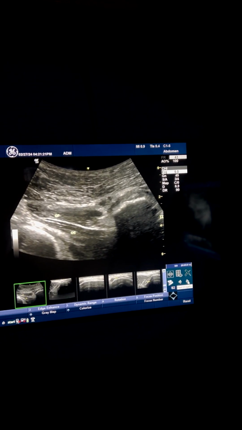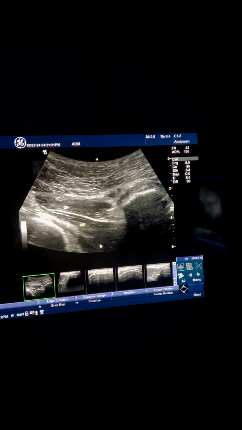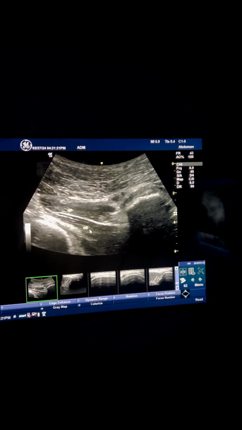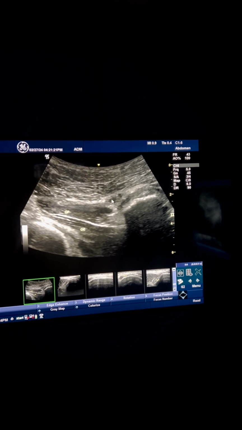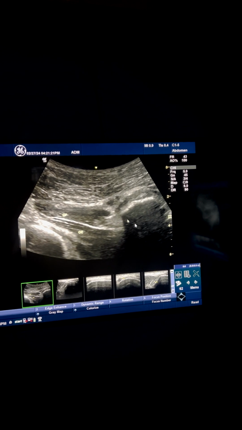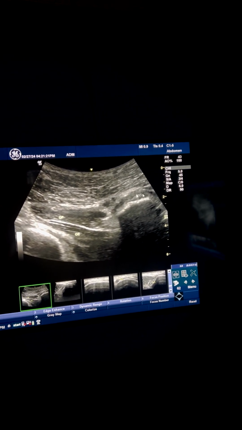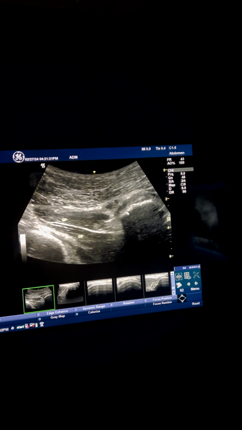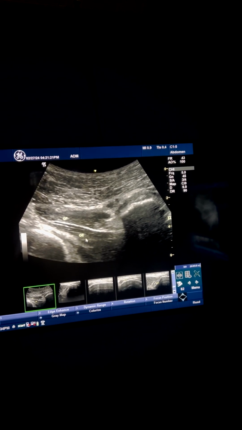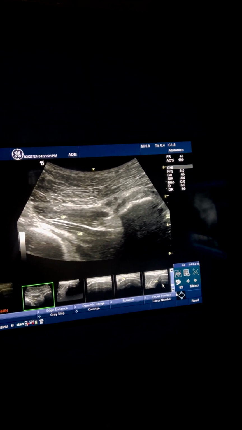So here we see quadratus femoris, arteria externus, and the sciatic nerve. This is all sciatic nerve, a little bit out of plane, with focus on the conjoint tendon here over the ischium, and we see the femur here.